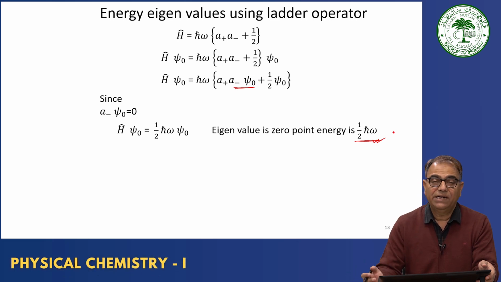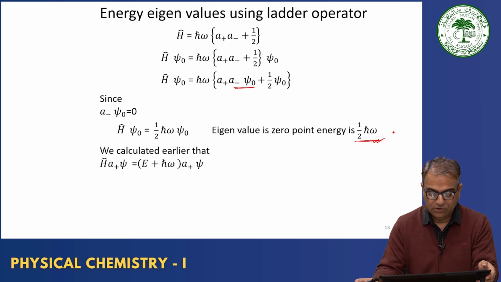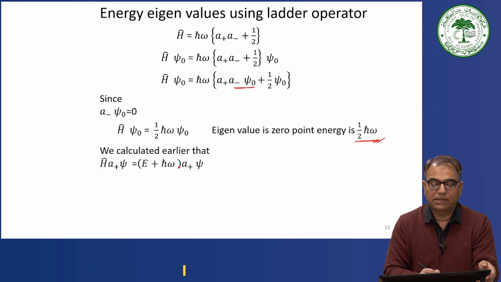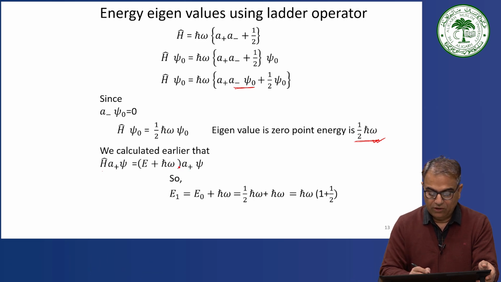Can we find the higher levels also? Higher level energy and higher level wave functions also? Yes, we can. If you use this Hamiltonian on a plus psi, you will get (E plus ħω) a plus psi. This we did earlier also. So now we can write E1 is equal to E naught plus ħω, or half ħω plus ħω, which means ħω (1 plus half).